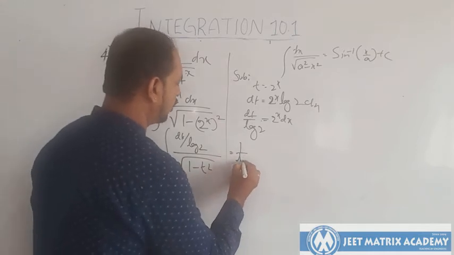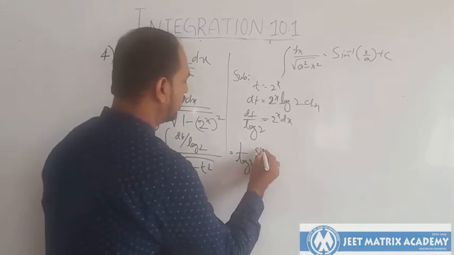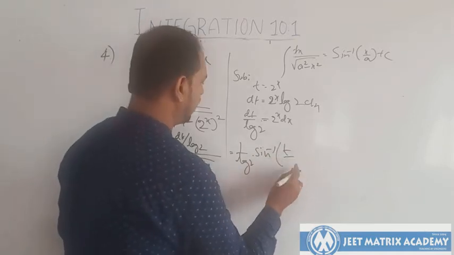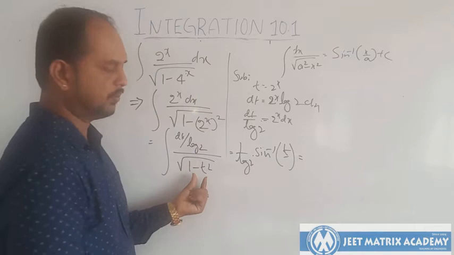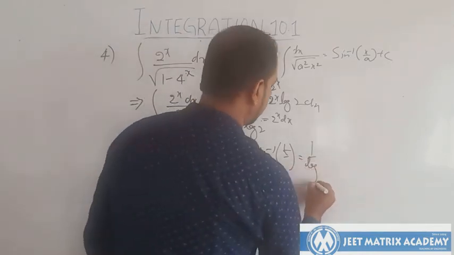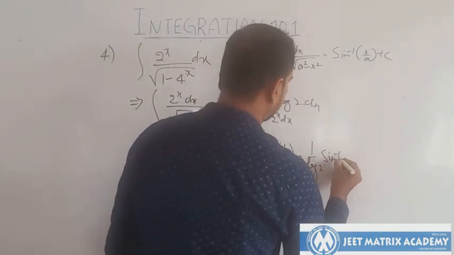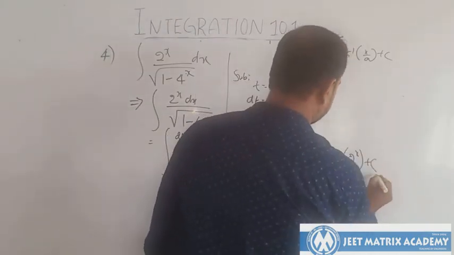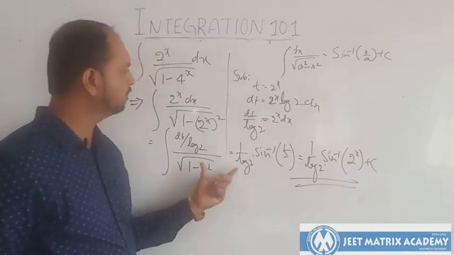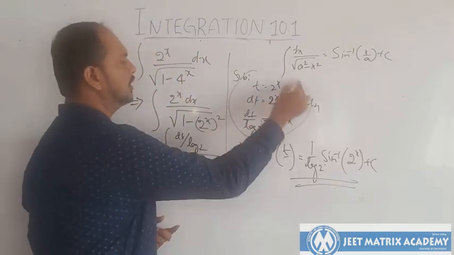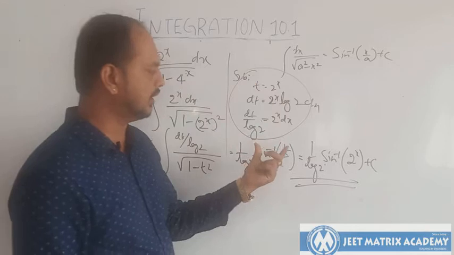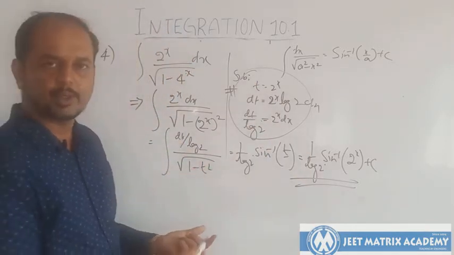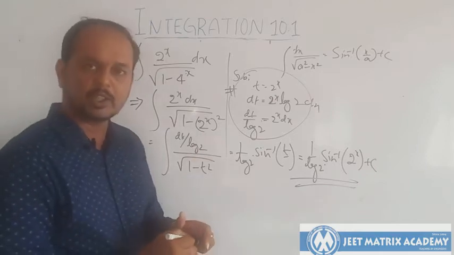So 1 by log 2 you can take outside, and apply integration for this, sin inverse of t. So 1 by log 2 into sin inverse of t, which is 2 to the power x, plus c. So if you remember the differentiation of constant to the power x, then it will be easy. If you forget this, then gone everything. So hope you understood all the steps. We'll move on to the next problem.